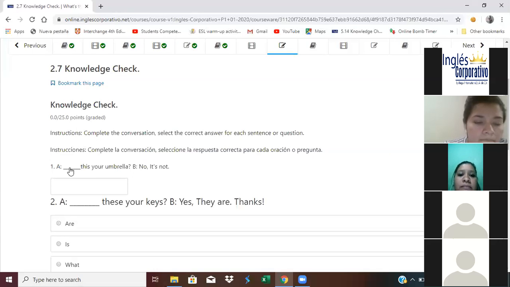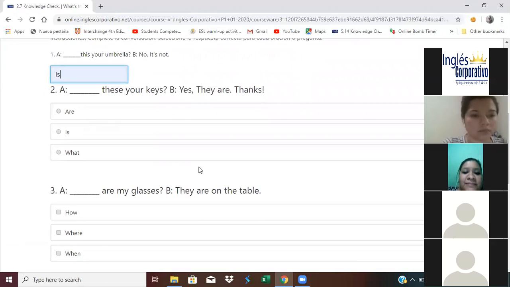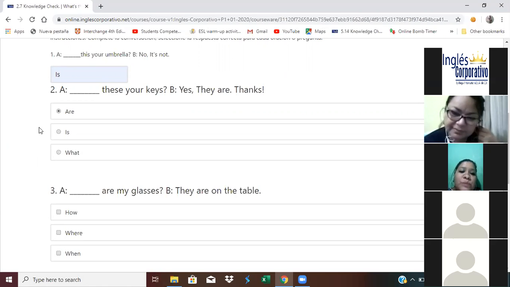Number one. This your umbrella? No, it's not. What is the answer? Is this your umbrella? Number two. These your keys? Yes, they are. Are these your keys? Repeat. Keys. Right, es el mismo sonido que these. El mismo sonido.